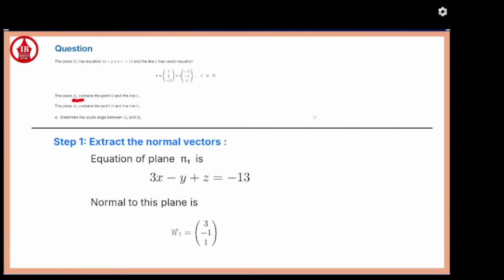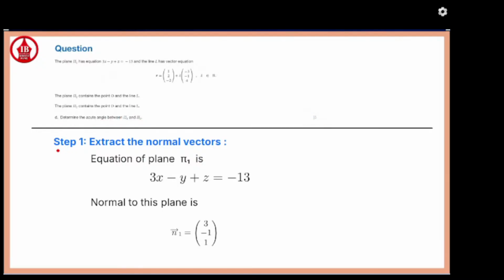Now plane pi 2 contains the point O and line L. See, the second plane pi 2 contains this line, right? Plane 1 doesn't have this line, plane 2 has this line. So the plane pi 2 contains the point O and the line L. We have to find part D of this question: determine the acute angle between the planes pi 1 and pi 2. This is a 5 marks question in AAHL.